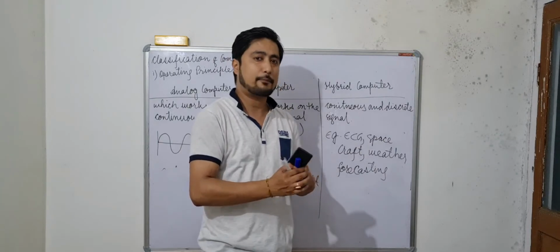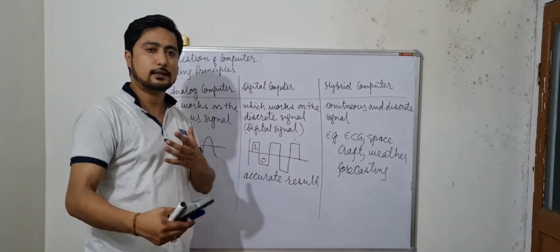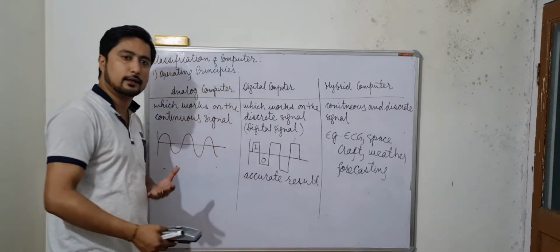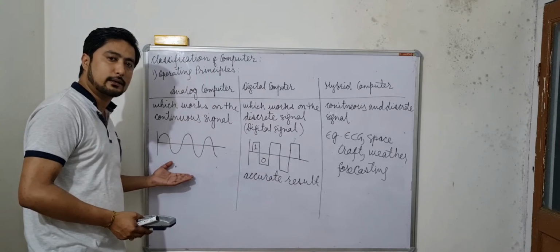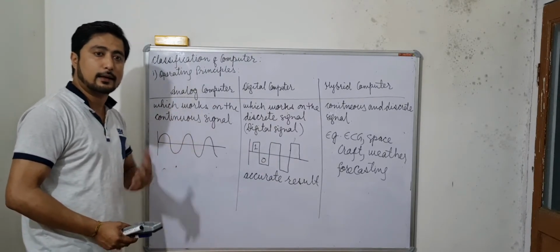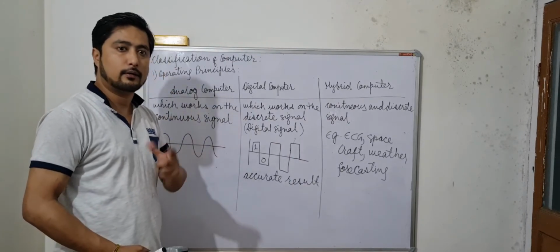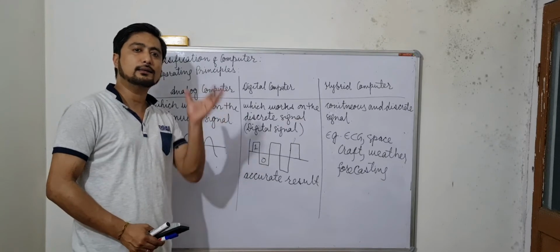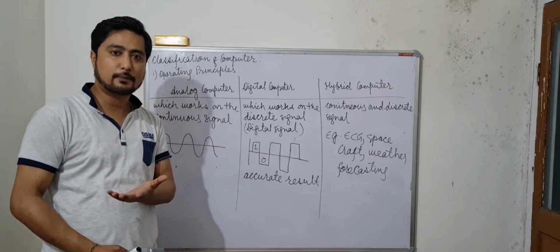Let's recap once. The analog computer, the computer which uses the continuous signal, is known as analog computer. The examples for that are speedometer, thermometer, petrol pump, ammeter, and voltmeter. All these are analog computers which use a needle, even the weight machine.